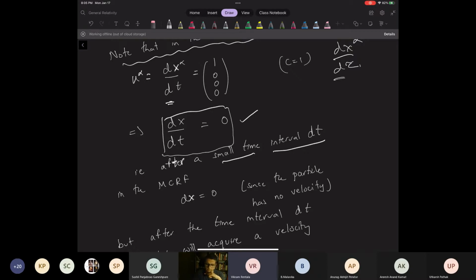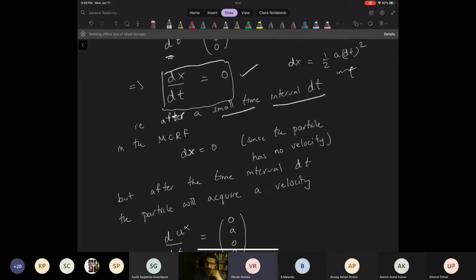It will move at second order in dt. Because it has a constant acceleration, dx after a time dt will be half a dt square. So at second order in dt it will have some displacement. At first order in dt it has no displacement. That should be familiar to you from just standard basic acceleration, right?